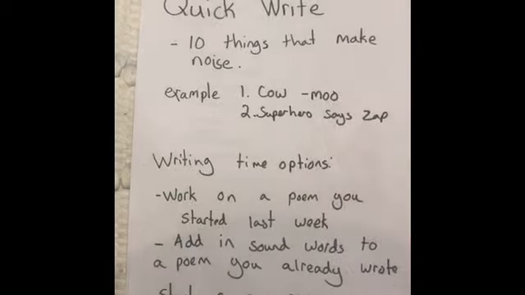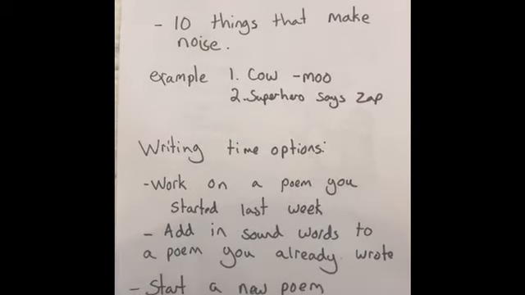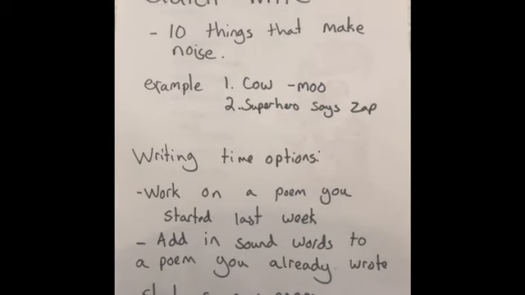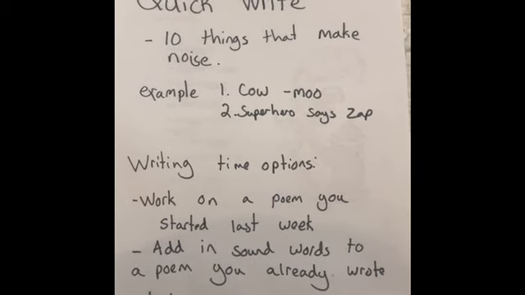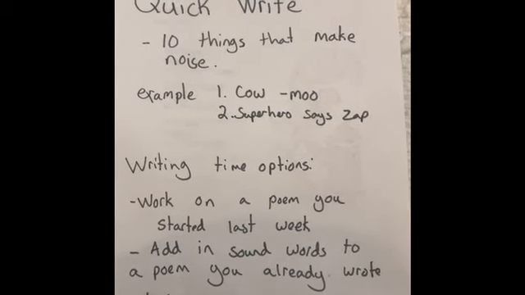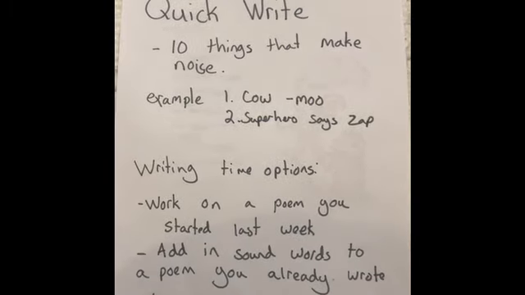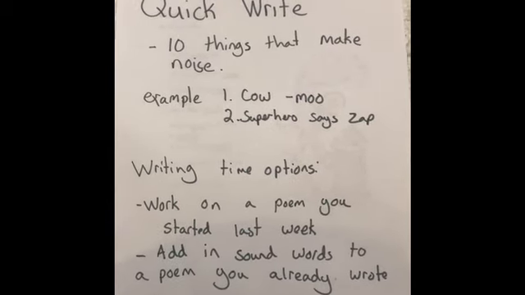All right, third grade, today what I would like for you to do is, the first thing is a quick write. So in your journals, turn to the next blank page and write down 10 things that make noise. I gave a couple examples and you can use the examples I gave. A cow says moo, or a superhero says zap when they're getting the bad guy. So if you want to use those two, you may, and then you just have to come up with 8 other things that make noise.